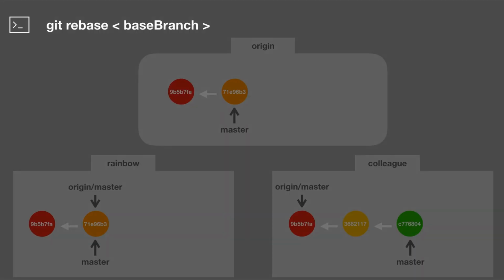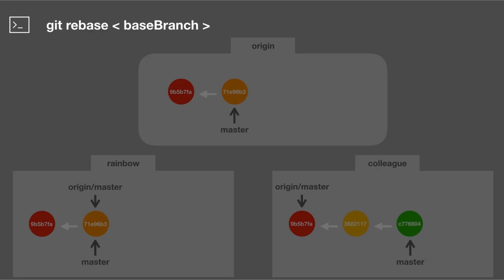So they would write git rebase and pass in the name of the branch that they want to rebase onto. What the rebase command does is it takes all the changes that were committed on one branch and replays them on another branch. In our case, our colleague is going to fetch the changes from the remote repository, but instead of merging them in, they're going to rebase their local master branch onto the remote tracking branch.